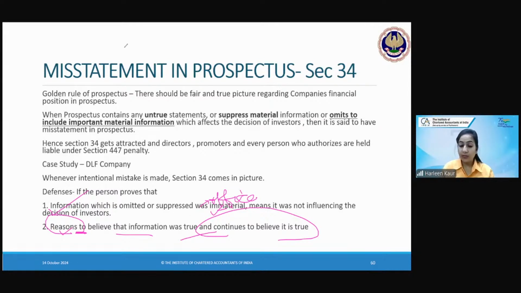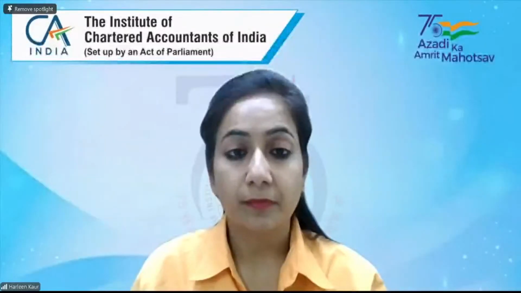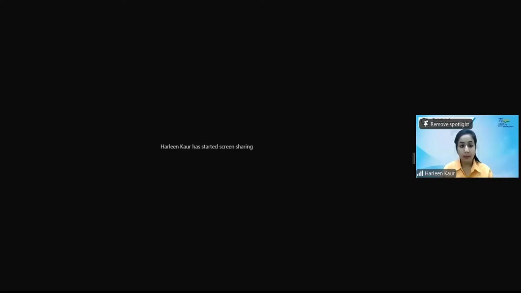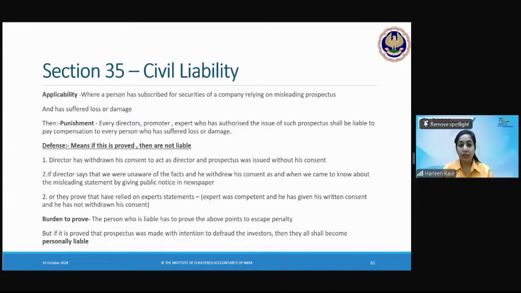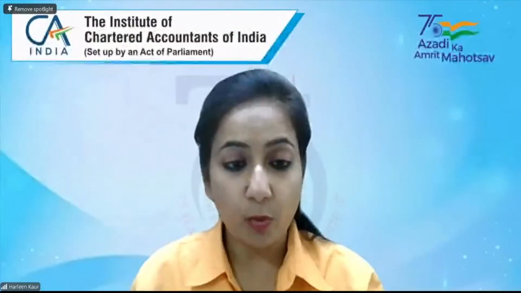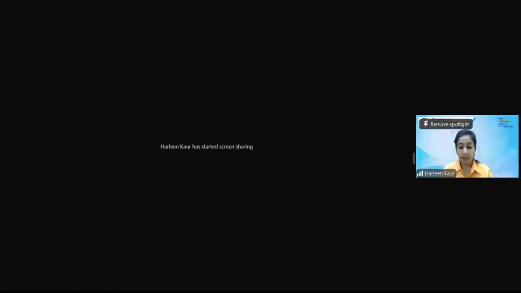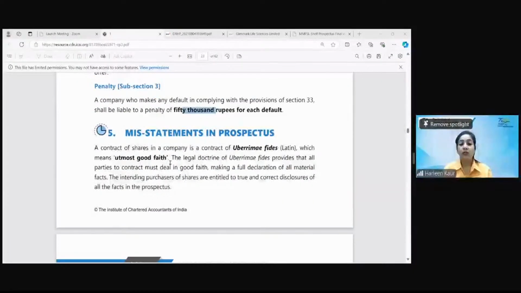All right. So I hope this is clear. Let's move further. So what happens with section 35? Before we jump to section 35, I want to take up study material also because there are many details given in the misstatement. Now, this is your utmost good faith. Somebody was asking about this, utmost good faith, the bona fide.